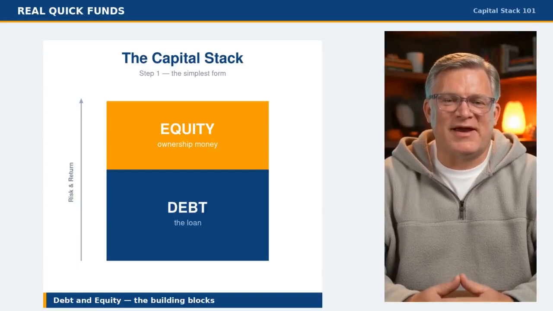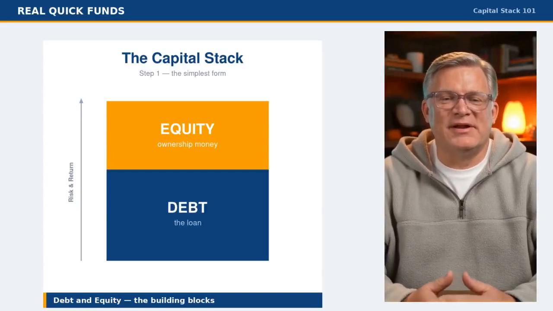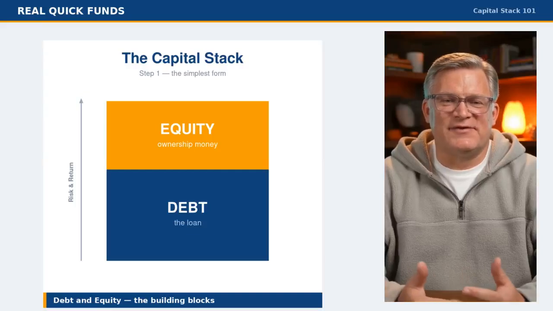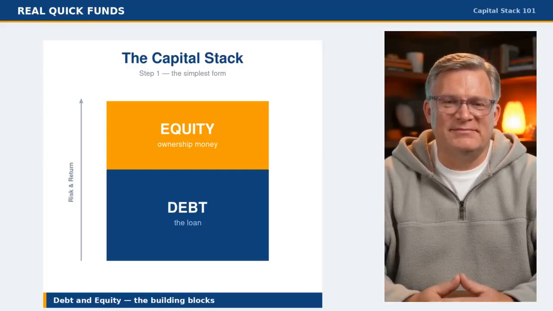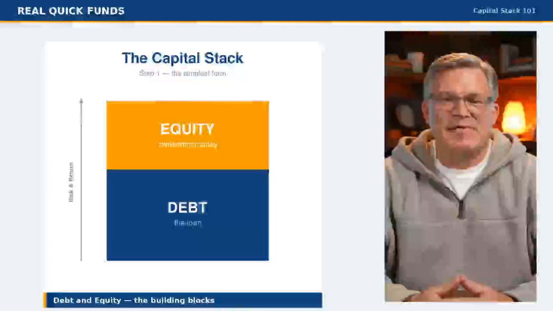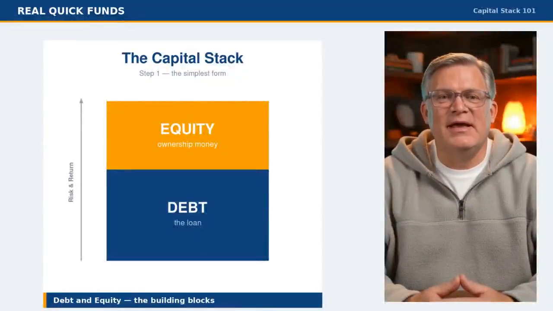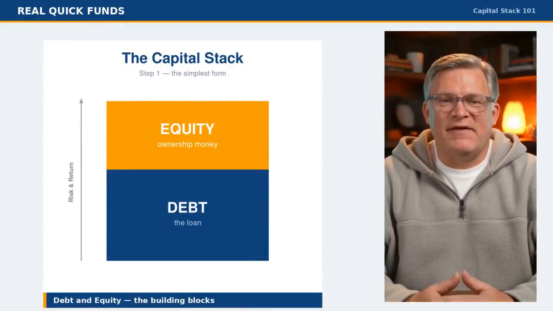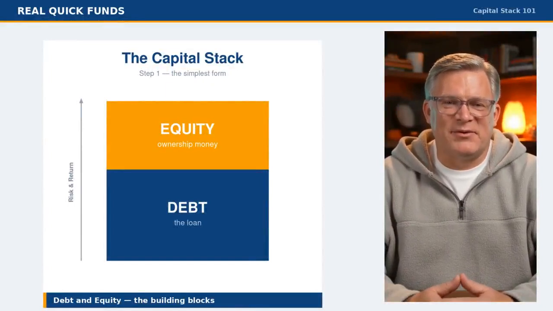So why do we layer at all? Because the more layers you use, the less of your own cash you have to put in. The whole game of the capital stack is controlling a big asset with a small slice of your own money and structuring the rest so everyone in the deal gets paid in the right order. And that order is everything.